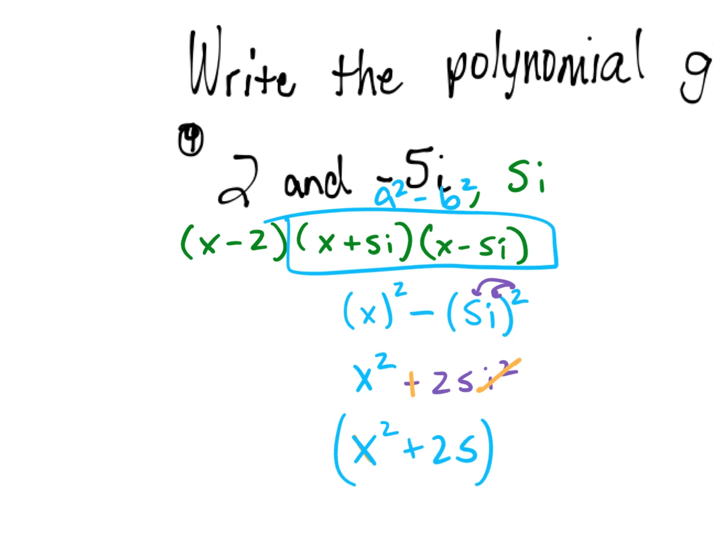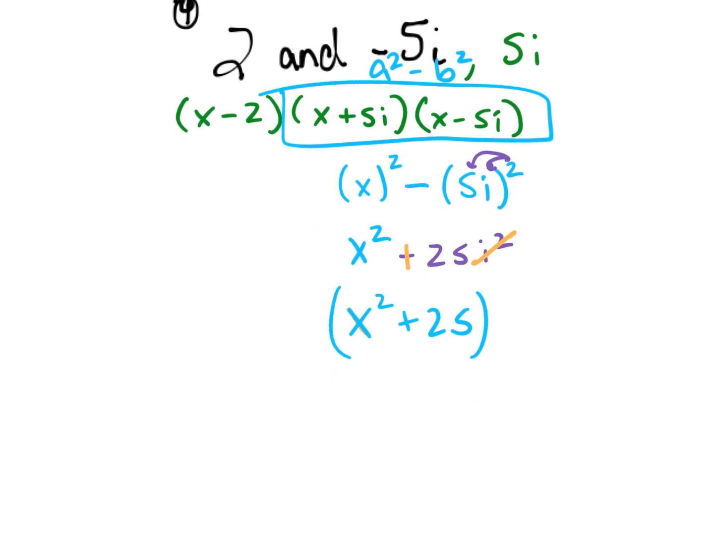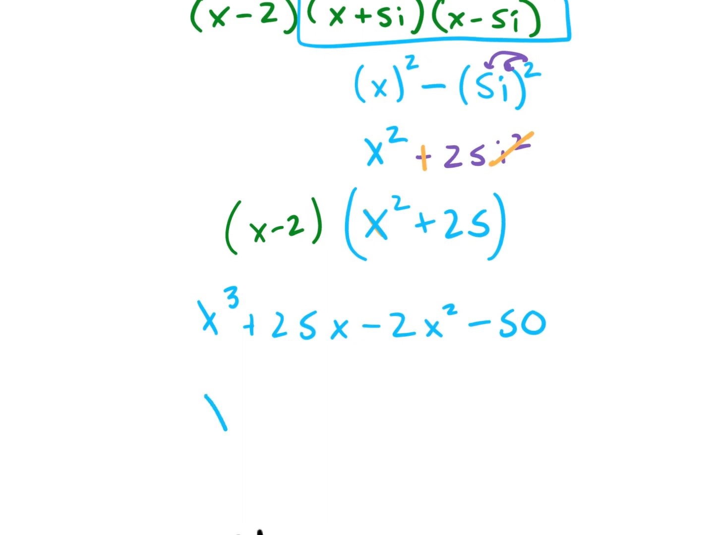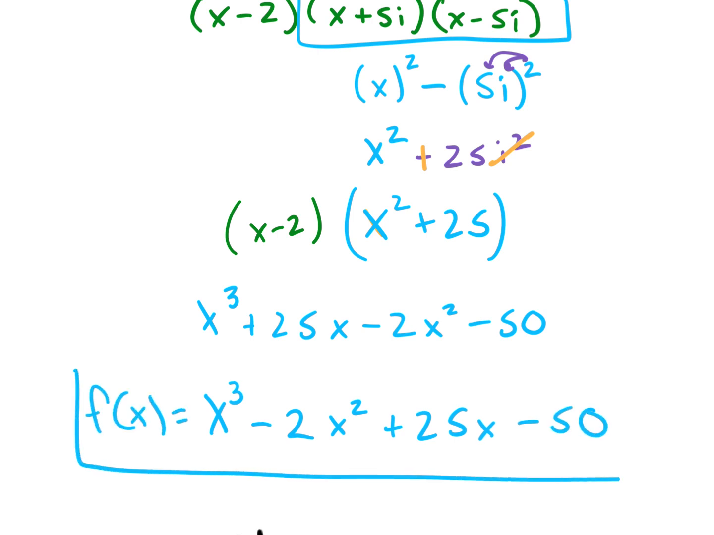What do we do next? FOIL the x minus 2 to it. So we get x cubed plus 25x minus 2x squared minus 50. Last step is let's just put it in standard form. Combine your like terms if you have them, but we don't here. So it'd be x cubed minus 2x squared plus 25x minus 50. And then name it. So we'll call it f of x.